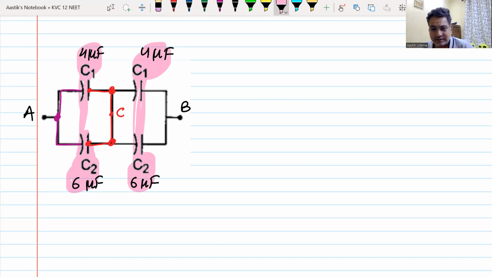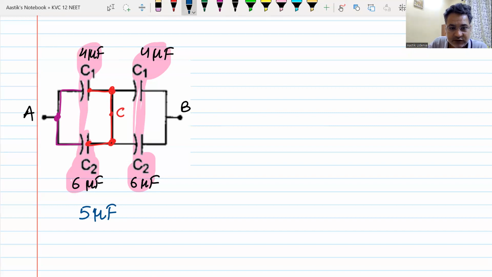4 plus 6 are in parallel, so 4 plus 6 is 10. This 10 and this 10 are in series. The effective capacitance becomes 10 by 2, that is 5 microfarad. Do we understand this? Yes or no? Yes, sir. So the final answer is 5 microfarad for this case.